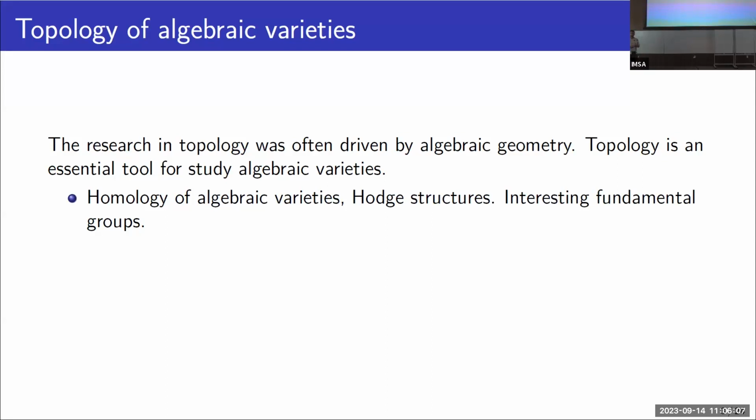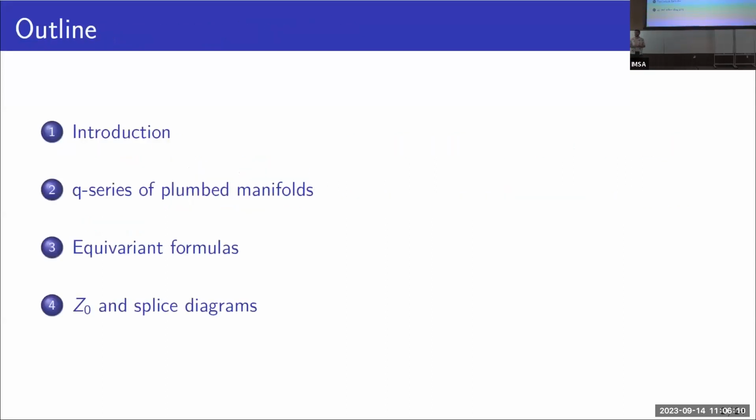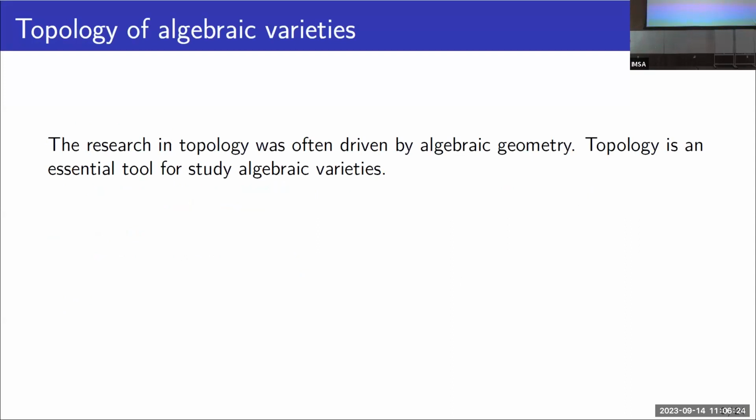So this talk is about some topological aspects of algebraic geometry. First I want to say that algebraic geometry was always very important, like a driving force for topology, especially in the beginning and mid 20th century, but also later.